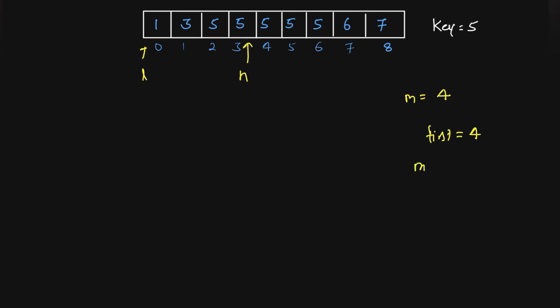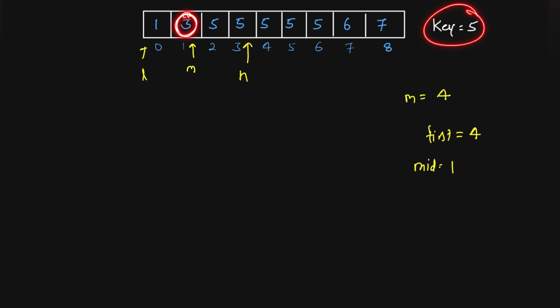So what will be my mid now? It would be 3 divided by 2, which is 1 point something, so the integer value will be 1. So I will be pointing over here. This is my mid. Now I will check, is it the value I was looking for? No, because I was looking for 5 and I'm getting a 3.